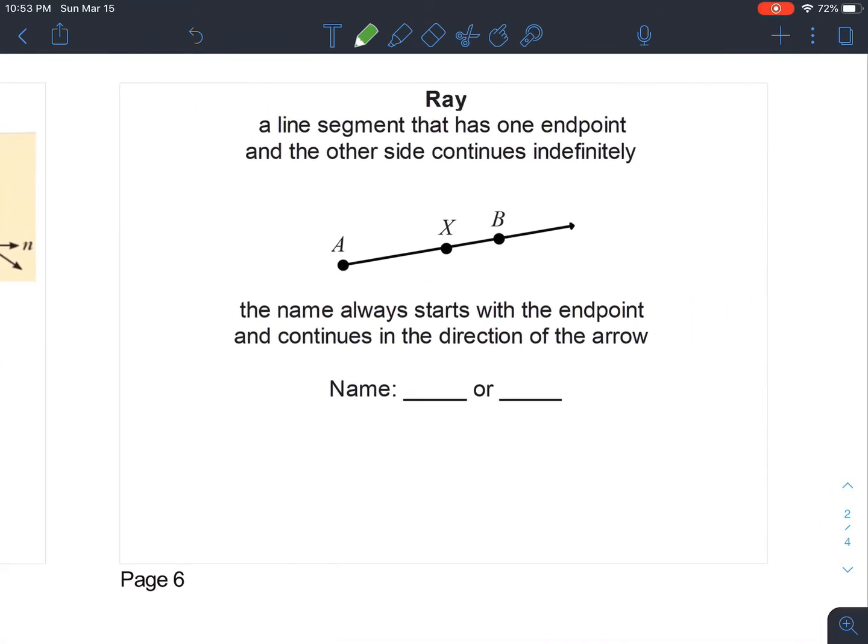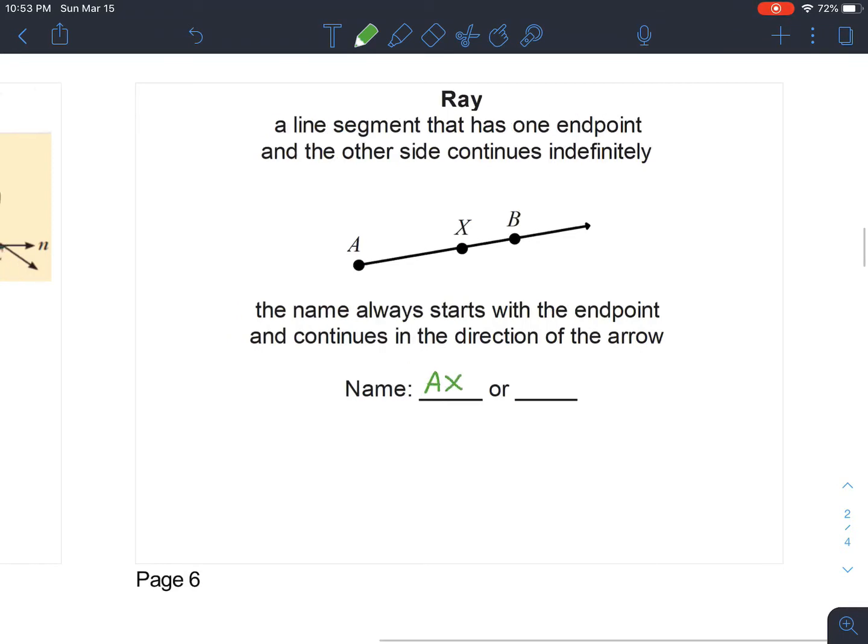All right, now the next part is the ray. So that's going to be kind of like a half line segment, half line, because we have one endpoint, but then the other side goes on forever. So when we name a ray, we always start with the endpoint and then we continue in the direction of the arrow. So in this case, we could call this ray AX, because we're starting at A and we're going past X and to the right.